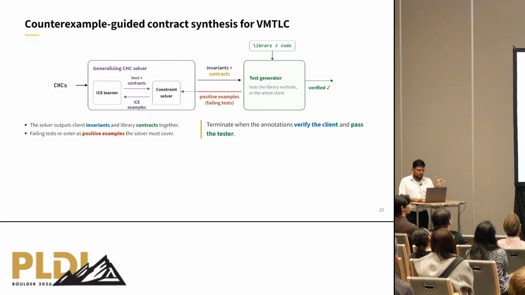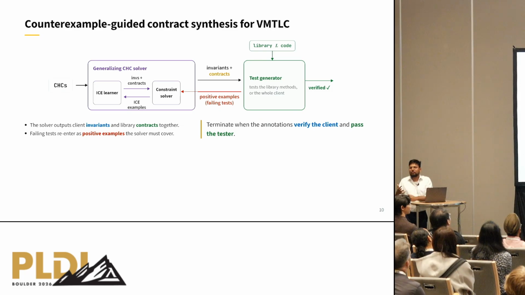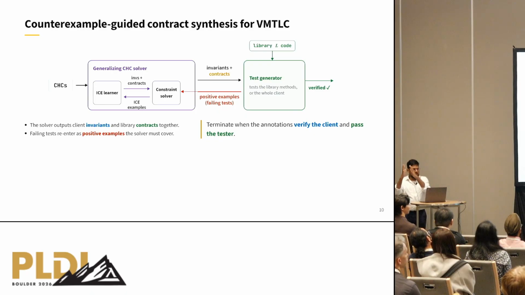The third contribution of our work is to come up with a solver, a pipeline for establishing these VMTLC style guarantees. And this solver has an interaction between a generalizing CHC solver, I'll tell you what that means in a second, and a test generator. The CHC solver is given the verification conditions for your client, and the test generator is given the code for your library methods. What happens is that the solver tries to come up simultaneously with loop invariants and contracts for your library methods. Once it does that, it sends the contracts over to the test generator.